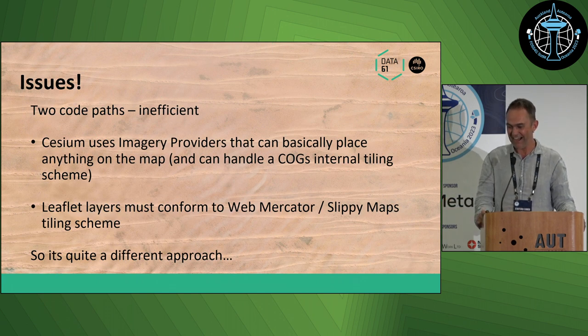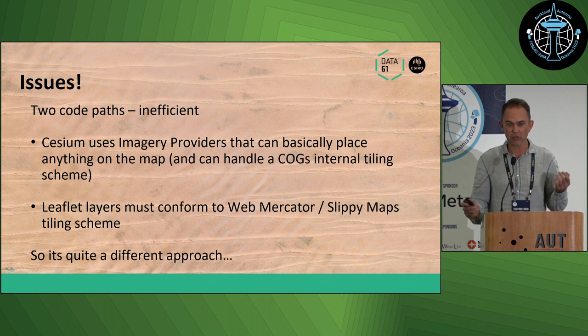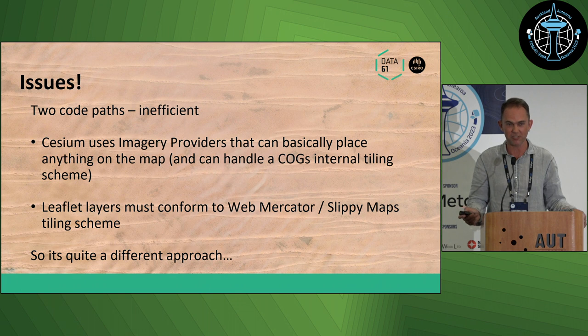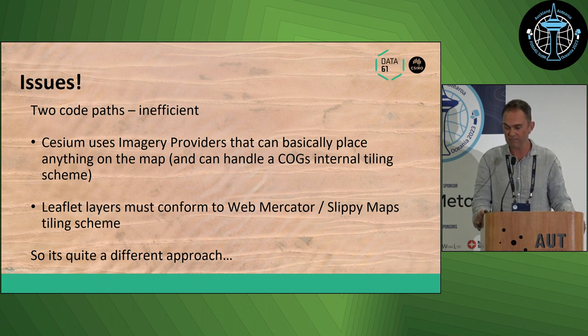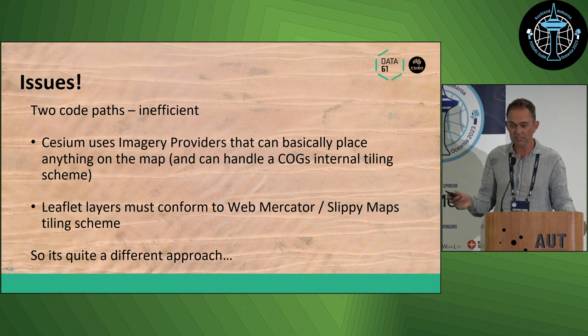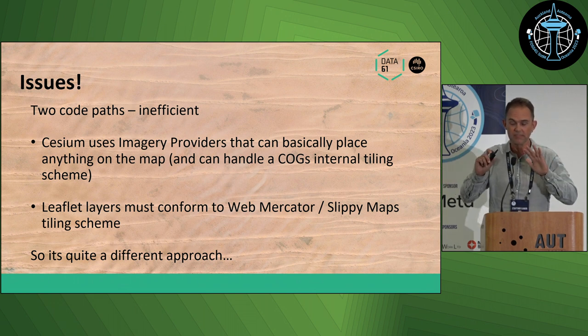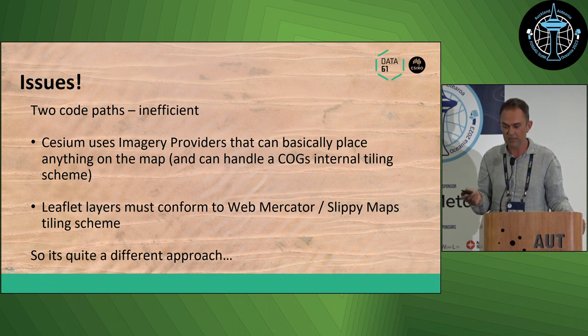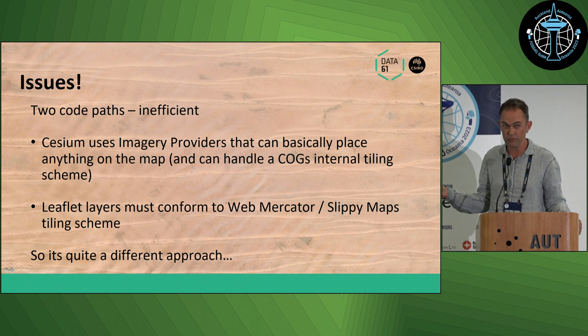Anyway. So one of the big issues is we've got two separate code paths for our 2D mode and our 3D mode, which is really inefficient. So it's working in our test branch, but we don't want to stick with that because basically every new feature we want to develop will take twice as long. So Cesium uses imagery providers and you can basically place anything on the Cesium globe, but Leaflet layers have to conform to the WebMercator tiling scheme. So it's quite a different approach between the two.